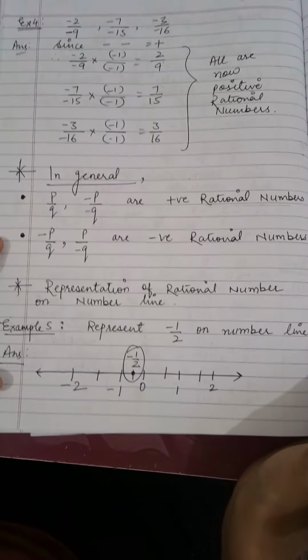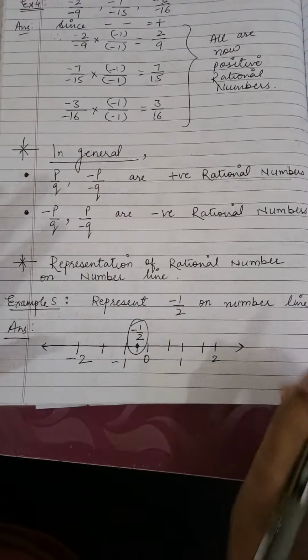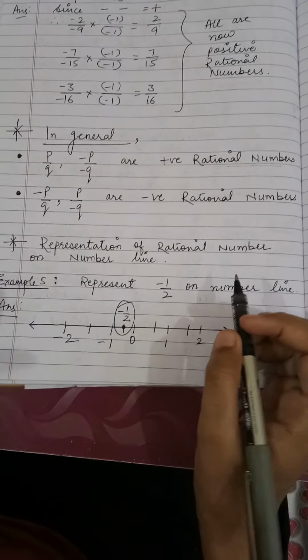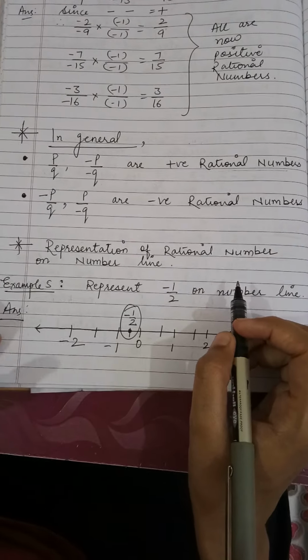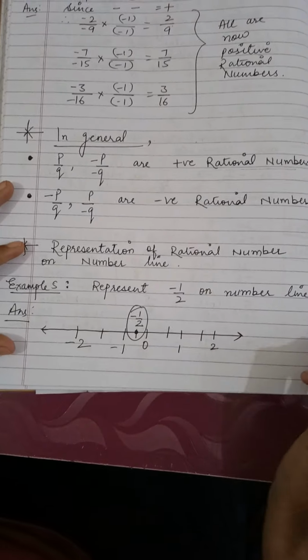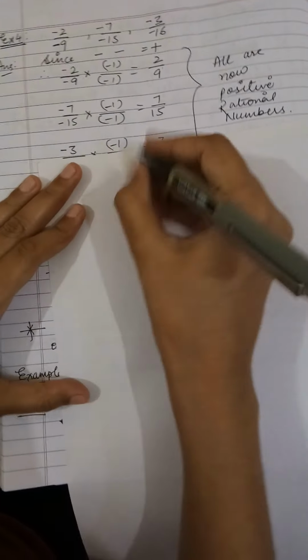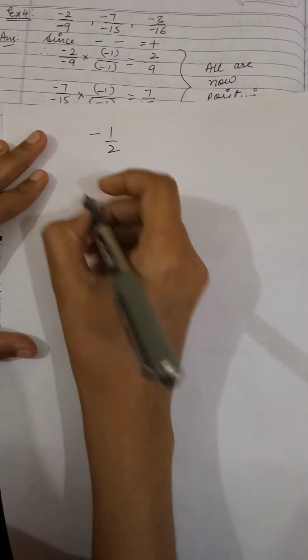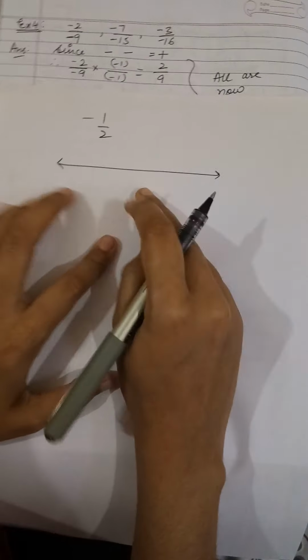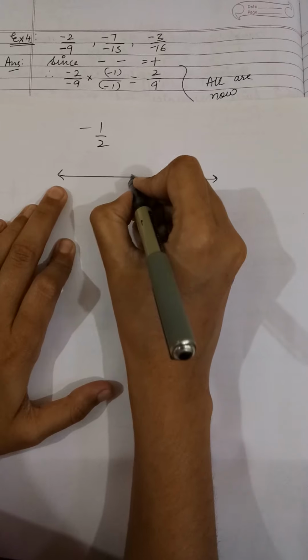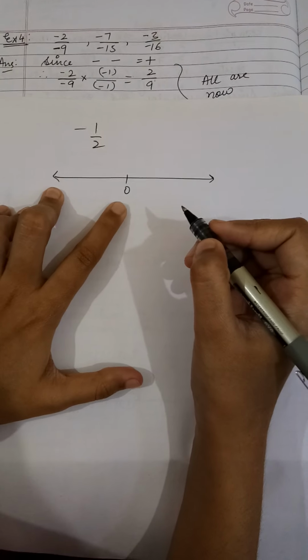Now the next topic is representation of rational numbers on the number line. Now how are you going to represent rational numbers, positive rational numbers or negative rational numbers, on the number line? Just see, for example, I am having minus 1 upon 2. What I am going to do here is draw a number line. On this number line, in the center I am going to place 0.